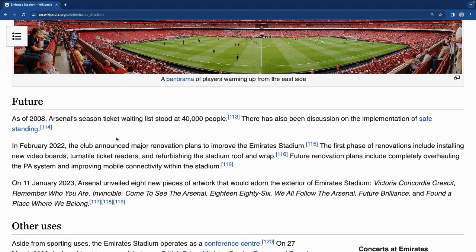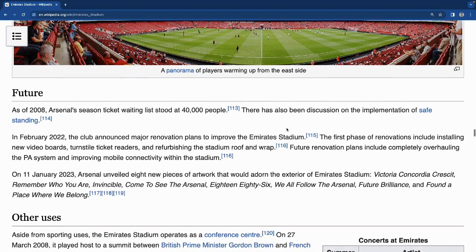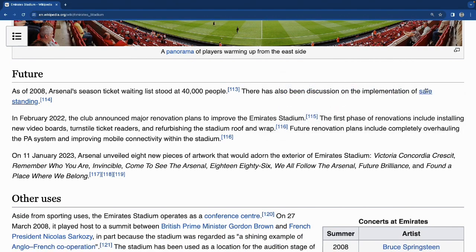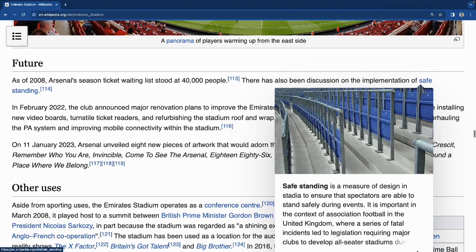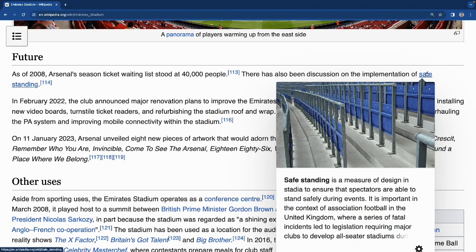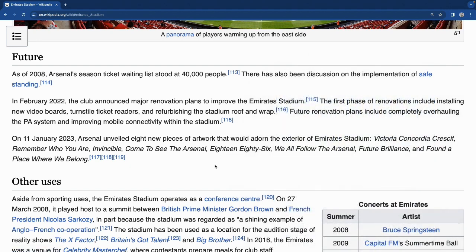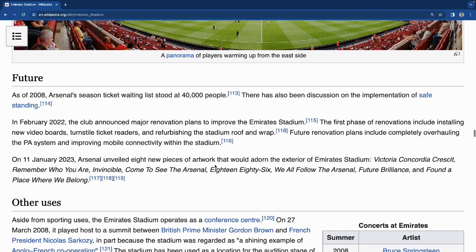Arsenal's season ticket waiting list is 40,000. Safe standing, so they are thinking about safe standing. What is safe standing? This is to ensure spectators are able to stand safely during events. Remember, a series of fatal incidents led to the requirement for all-seater stadiums. So there is some technology that they are considering. Okay. What else have they done?